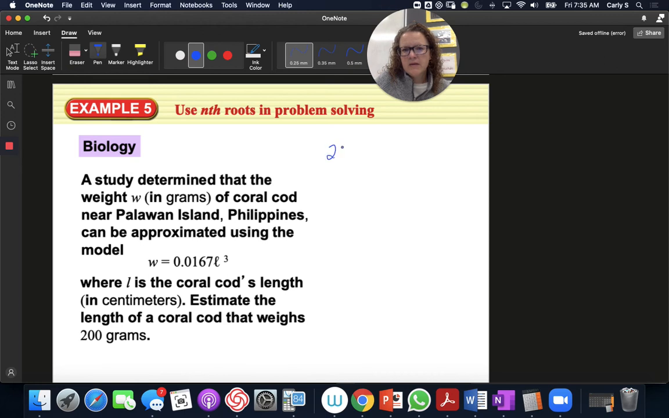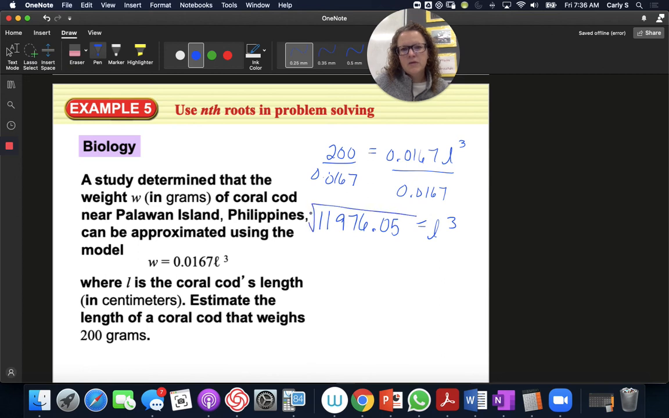So I know the weight is 200 grams, and estimate the length. So first I'm going to isolate L. So 200 divided by 0.0167 gives me 11,976. I'll give 2 decimal places. L cubed. And then I'm going to take the cubed root of both sides.